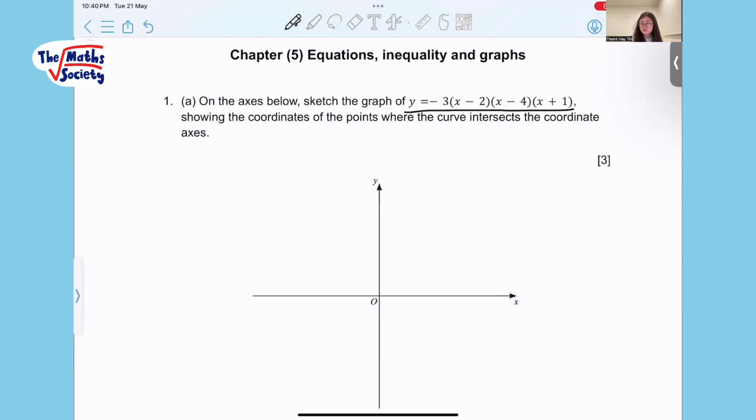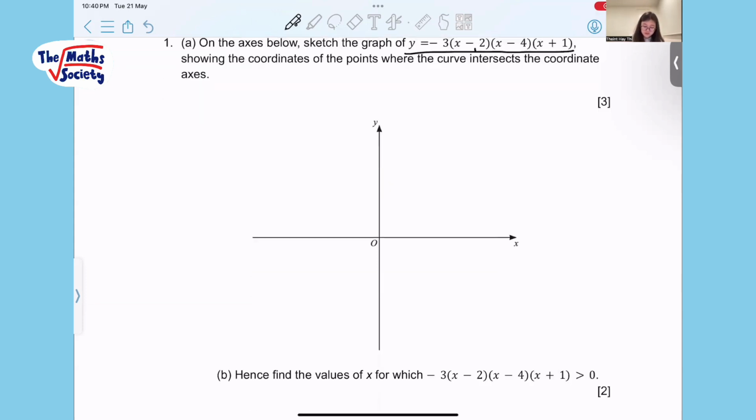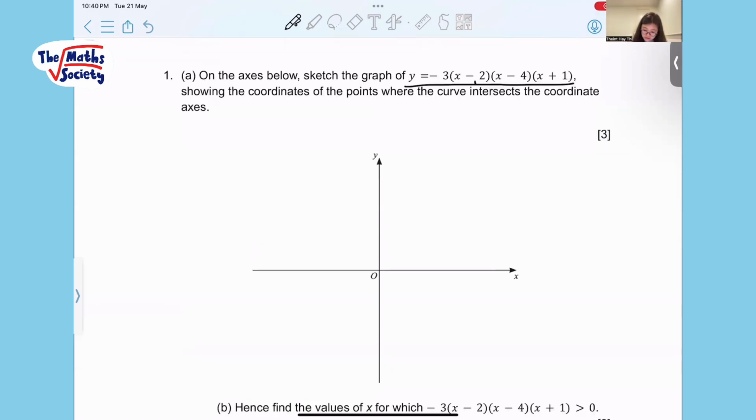So we see three x's, so we know that it's going to be a cubic graph, and we can see the intersections already. For x minus 2, if you set it equal to 0, you'll get 2, which means it's intersecting at 2, which we can draw here. And it's also intersecting at 4 because we have a root x minus 4. And then we have x plus 1, so it's going to intersect at -1. Because we know it's a cubic, we know how to draw the general cubic shape of the graph, and because the coefficient is -3, it's going to be a negative cubic.